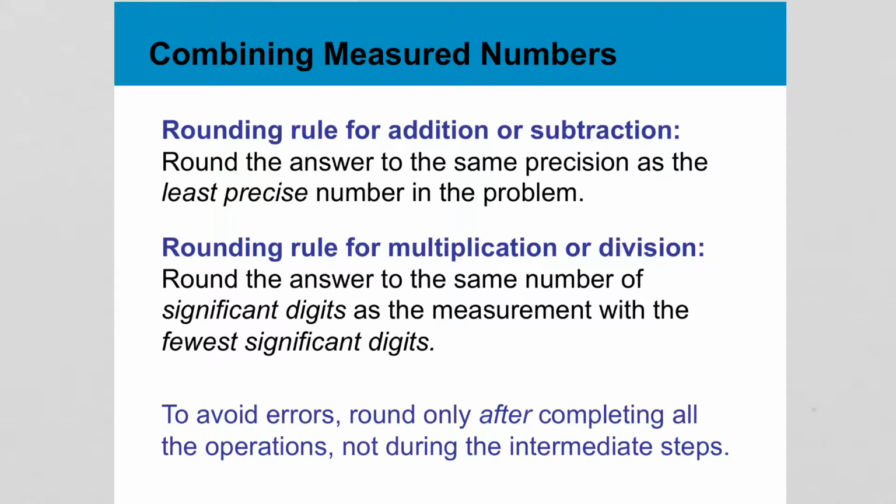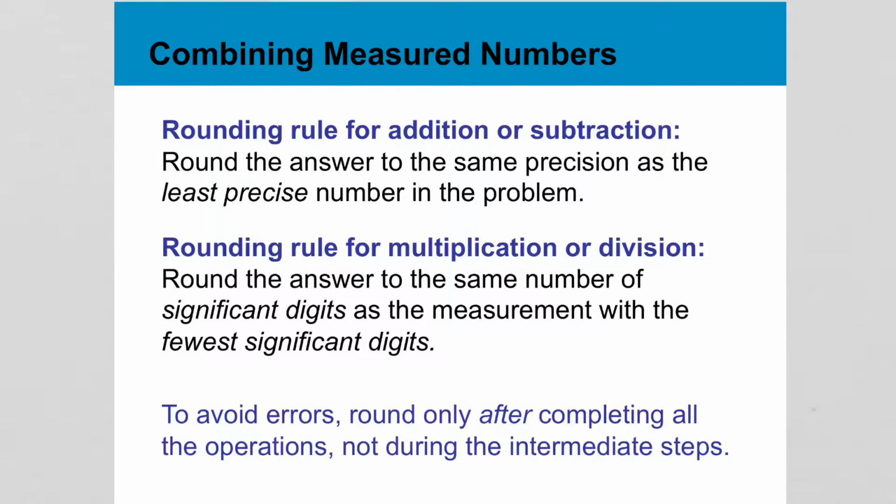Combining measured numbers, the rounding rule for addition and subtraction: you round the answer to the same precision as the least precise number in the problem. For multiplication and division, you round the answer to the same number of significant digits as the measurement with the fewest significant digits. So addition and subtraction, you look at precision, and multiplication and division, you look at significant digits.